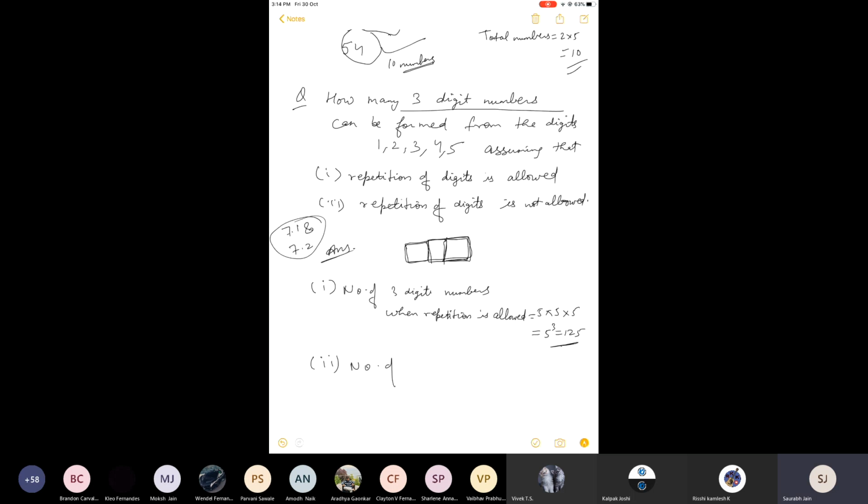Number of three digit numbers without repetition. That means now you cannot use a digit that you have already used. You cannot use it again. Number of three digit numbers when repetition is not allowed.